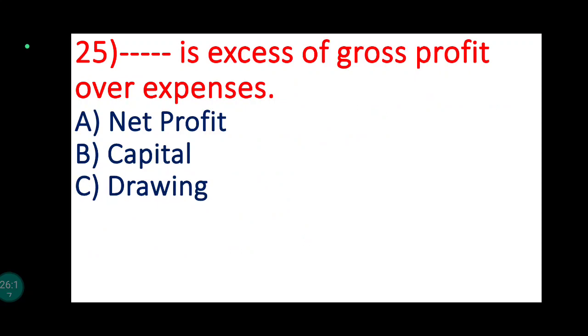Point number 25. Dash is the excess of gross profit over expenses. Gross profit over expenses means, for example, suppose gross profit is 10,000 and expenses are only 8,000. So gross profit is more than expenses, so that 2,000 is considered as net profit. So the answer is net profit.